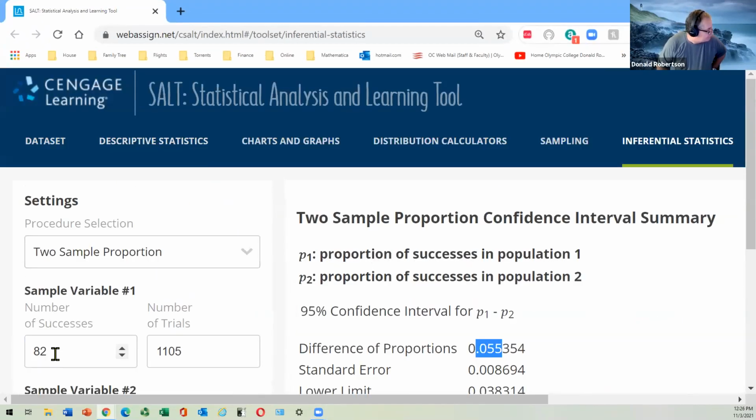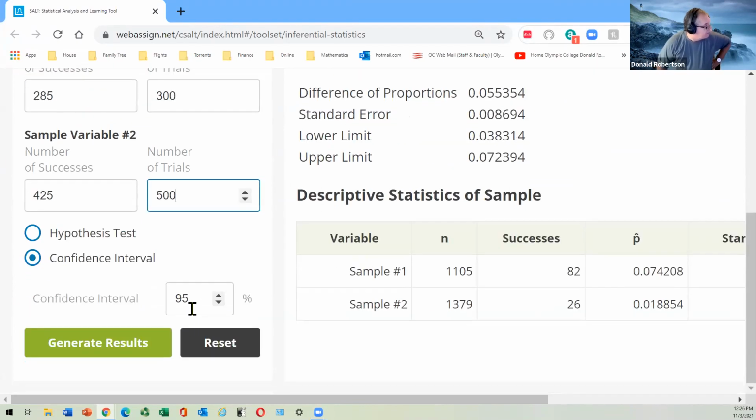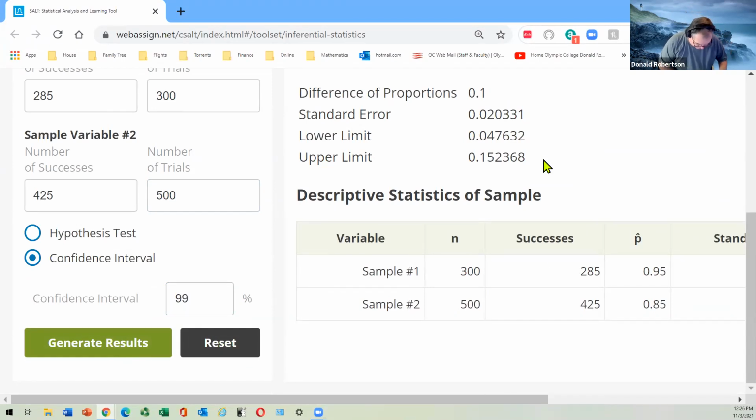So the two sample proportion is already set up. 285 out of 300. This is the men. Scroll down to the women. It's going to be 425 out of 500. Turn that number into 99% and generate the results. And the limit is 0.047 to 0.152. And that was it.